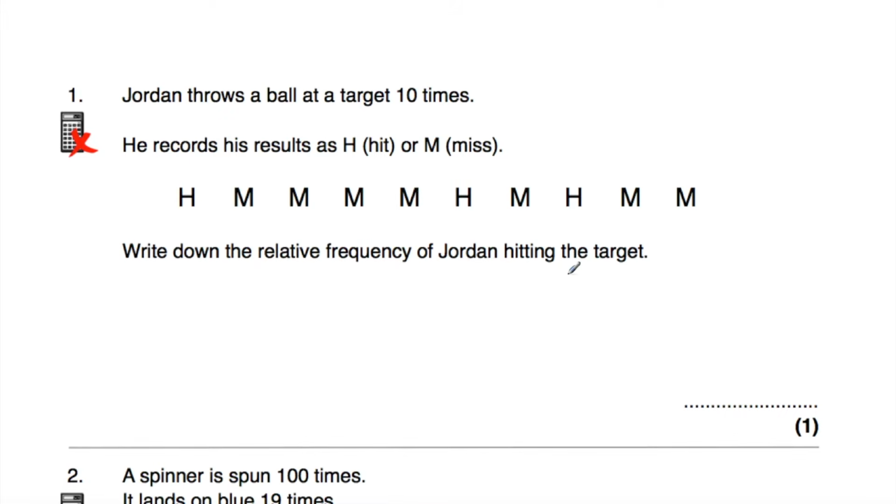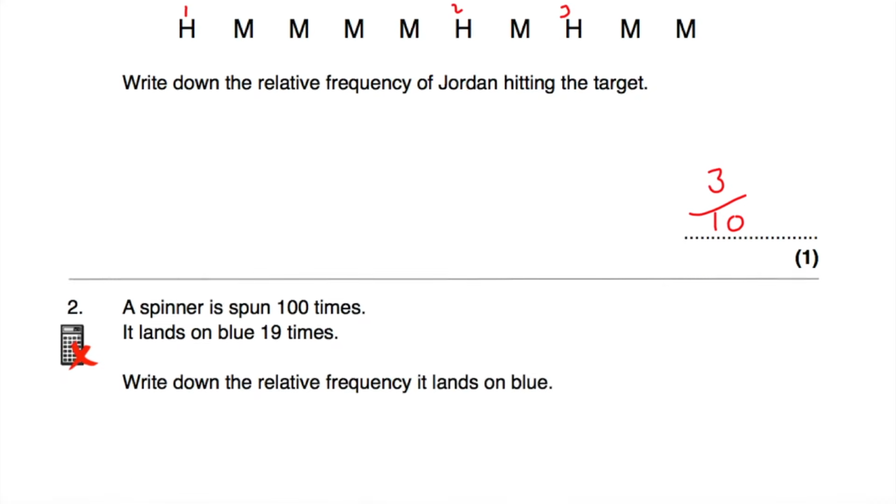So to find the relative frequency of Jordan hitting the target, we need to see how many times he hits the target and then write that as a fraction out of how many times he threw the ball at the target. So he hit the target once, twice, 3 times. So he hits it 3 times out of the 10 throws. That means the relative frequency of Jordan hitting the target would be 3 out of 10. He hit it on 3 of the 10 attempts. And that's it. Okay, let's look at our next question, question number 2.